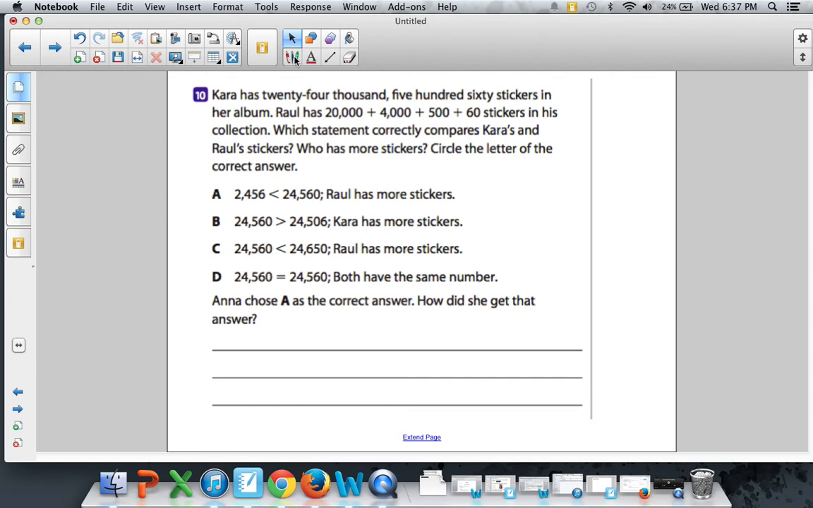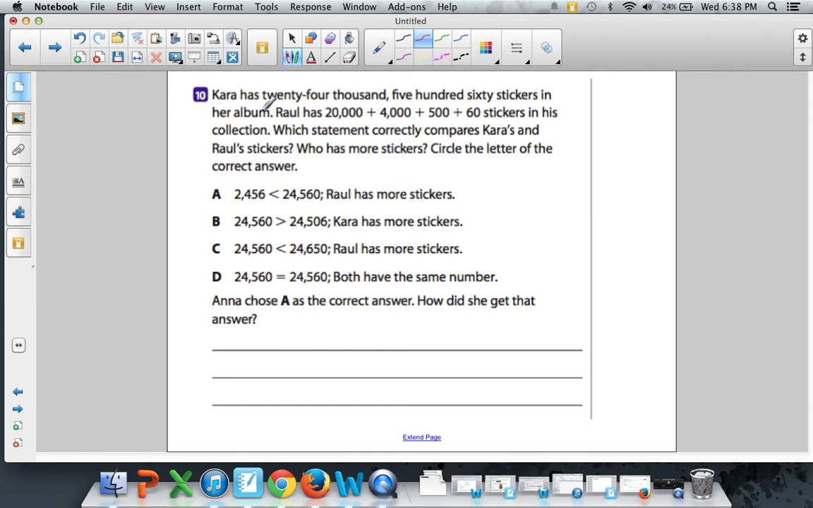Kara has 24,560 stickers in her album. Ooh, they're showing you two different ways. So you have to know both different ways. Raul has 20,000 plus 4,000 plus 500 plus 60 stickers in his collection. Which statement correctly compares Kara and Raul's stickers? Who has more stickers? Circle the letter of the correct answer.